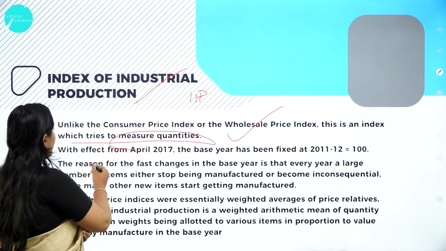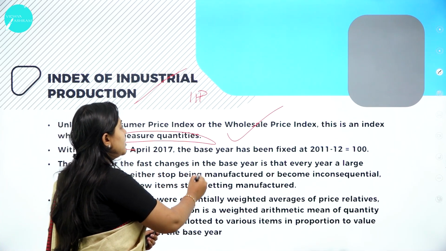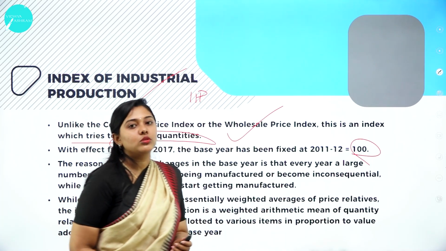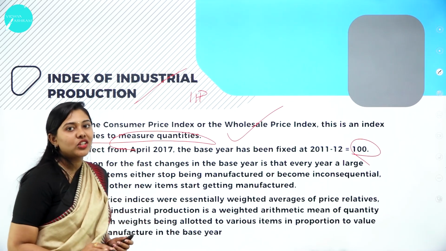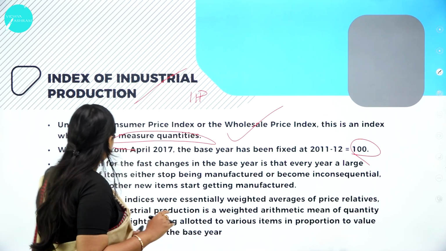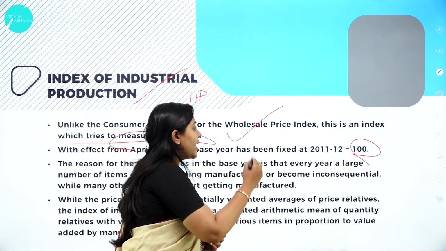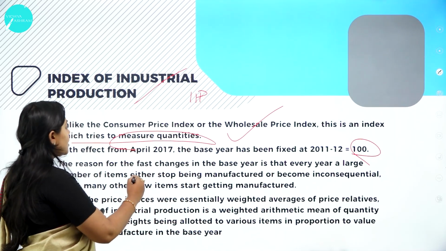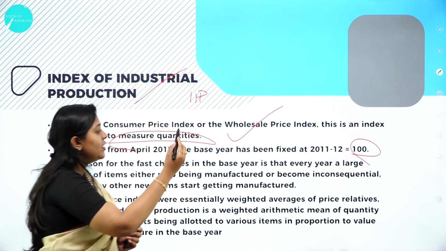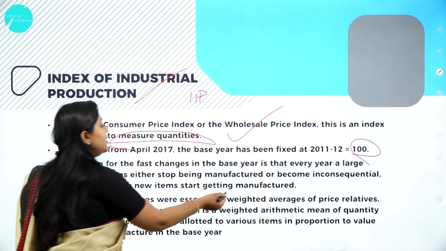Next, moving forward, with effect from April 2017, the base year has been fixed at 100 rupees. So the year 2011-12 is the base year for comparison for the index number, 100 rupees. The reason for the fast changing of the base year is that every year a large number of items either stop being manufactured or become inconsequential, while many other new items start getting manufactured.